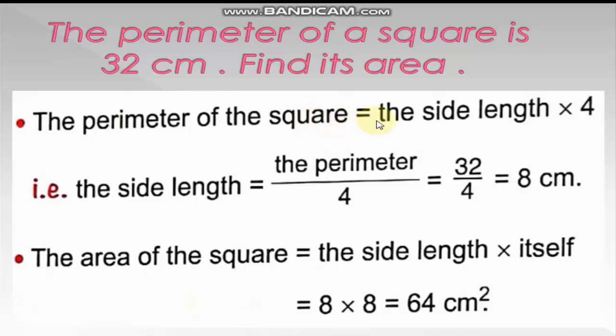The perimeter of a square equals side length times 4, then the side length will be the perimeter divided by 4. We will divide the perimeter by 4 because the square has 4 equal sides. So 32 divided by 4 equals 8 centimeters. We find here the side length, so we can get the area. The area of a square equals side length times side length. And we know that the side length here is 8 centimeters. So 8 times 8 equals 64 centimeter square.